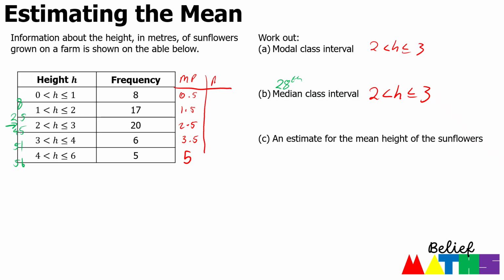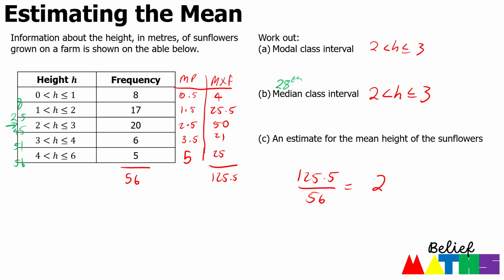And then the last one you find is your midpoint times your frequency. So you're times your 8 times your 0.5, 17 times 1.5, etc. So that gives you 4, 25.5, 50, 21, and 25. When you add all those values together, you get 125.5. And we know that our frequencies give us 56. So we're doing 125.5 divided by 56. And that gives us 2.24 as the mean height. And that makes sense because it's between 0 and 6, and we'd expect it to be roughly in the middle. And a lot of the data is here between 1 and 3 meters, so we're happy with that.